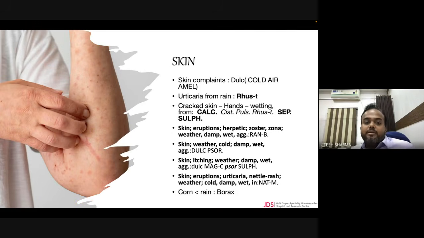Coming to the skin part, all skin complaints get aggravated during wet weather: Dulcamara. But interestingly, being a chilly remedy, cold air ameliorates the complaint of Dulcamara. Suppose they get urticaria in wet weather and you give Dulcamara, and as soon as they sit near the AC, they feel better. The cold air ameliorates the complaint. That is Dulcamara.